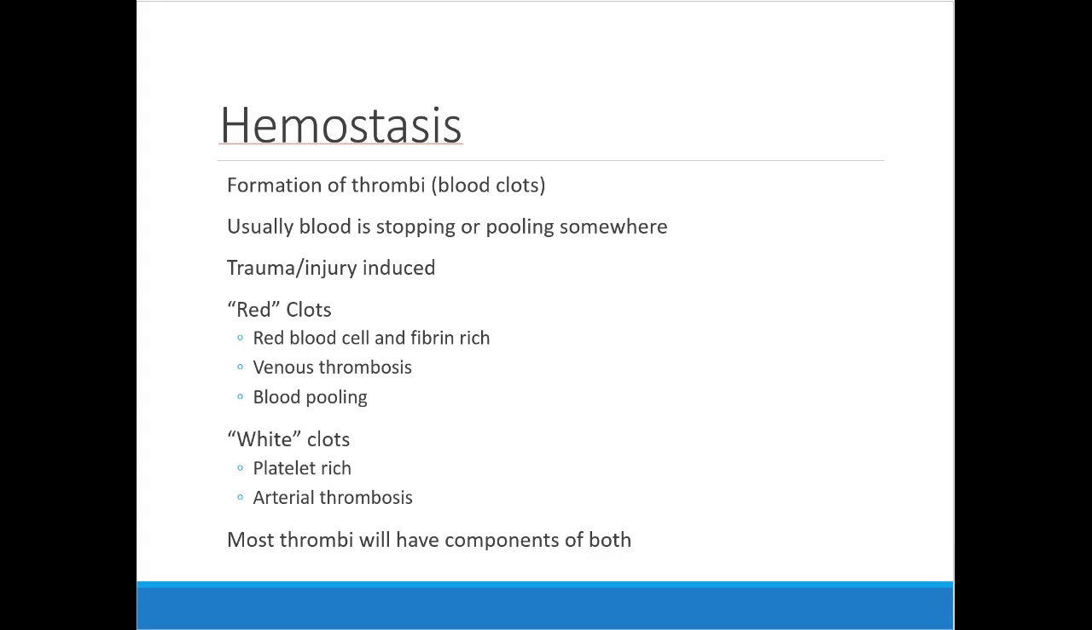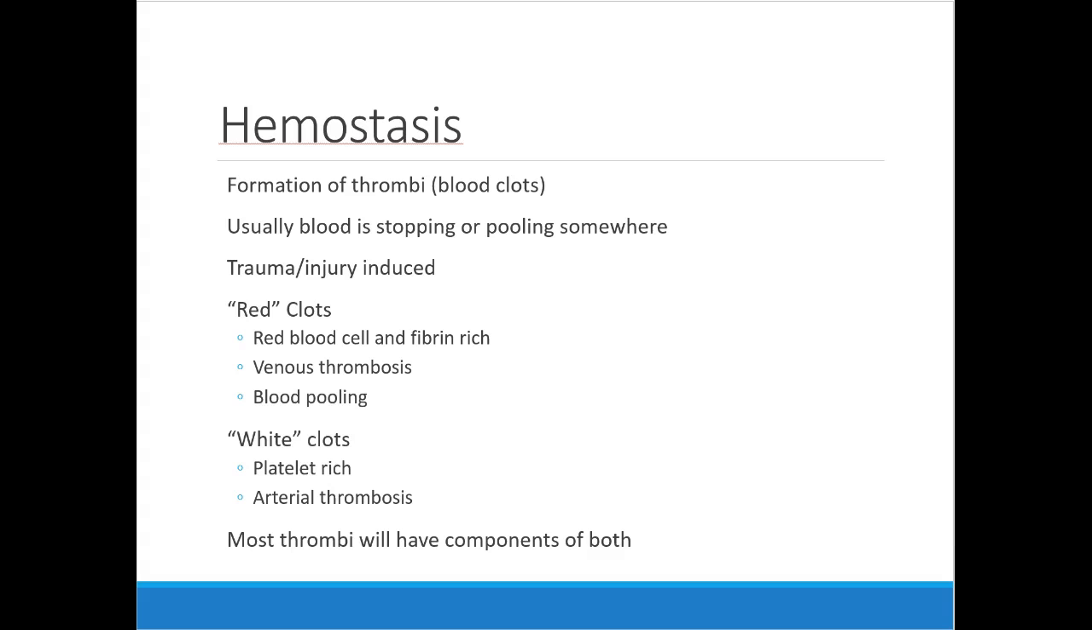Starting with antiplatelets and anticoagulation, really with hemostasis, you have two different components of blood clot formation. And there's a couple different ways you can have it. You can have a trauma or injury induced, which causes some sort of response in the body of clotting factors and platelet aggregation. Or you can have blood just stopping. So if the blood's pooling somewhere, you can end up with a red blood cell rich clot.